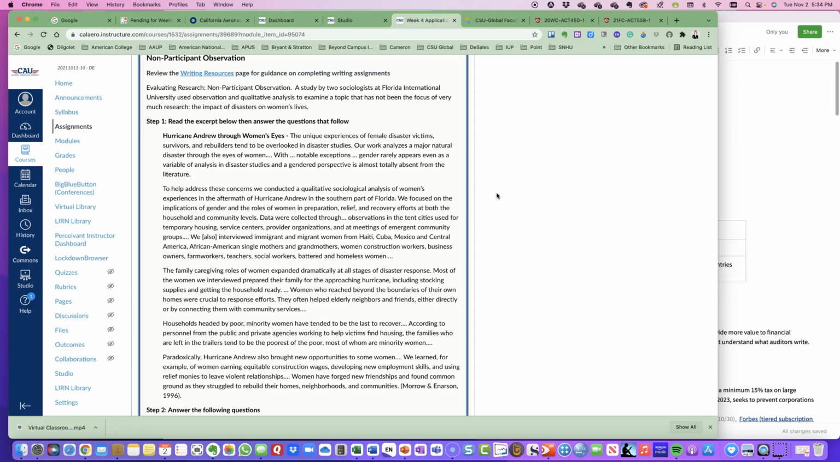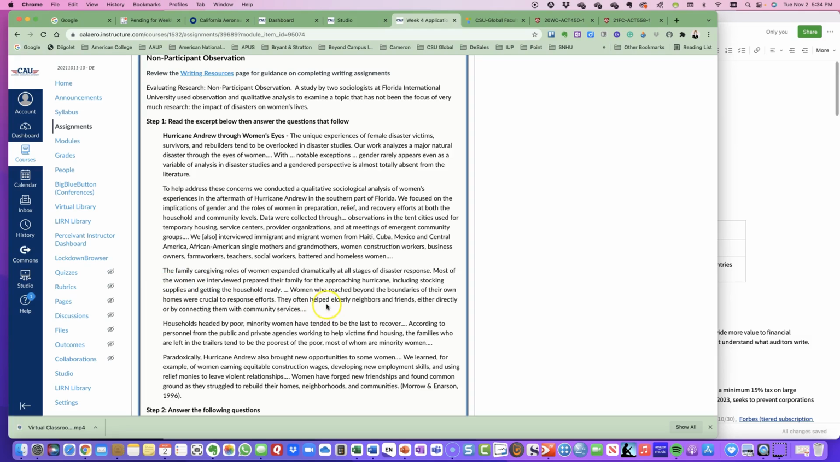We also interviewed immigrant and migrant women from Haiti, Cuba, Mexico, Central America, African American single mothers, grandmothers, women construction workers, business owners, farm workers, teachers, social workers, battered and homeless women. So you can see they have a wide array and a diverse population of women that these two sociologists are looking at. So the family caregiver roles of women expanded dramatically at all stages of a disaster response.